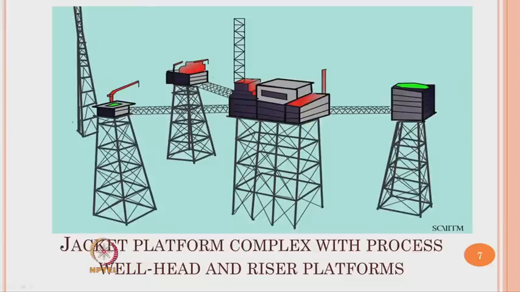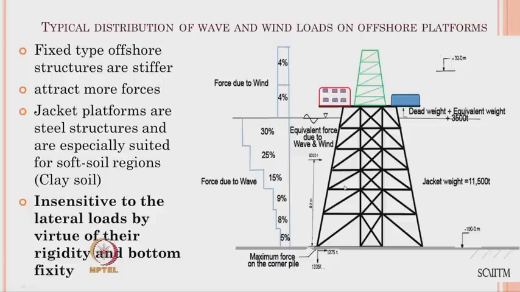And of course, the superstructure has various complexities, living quarters, crane derricks, flare boom, etc., which will attract aerodynamic forces, that is wind forces on the superstructure. So, ladies and gentlemen, jacket platforms which have a fixity to the seabed attract forces laterally and vertically. Let us quickly look at a typical distribution of wave and wind loads on a given offshore platform which is fixed to the seabed.